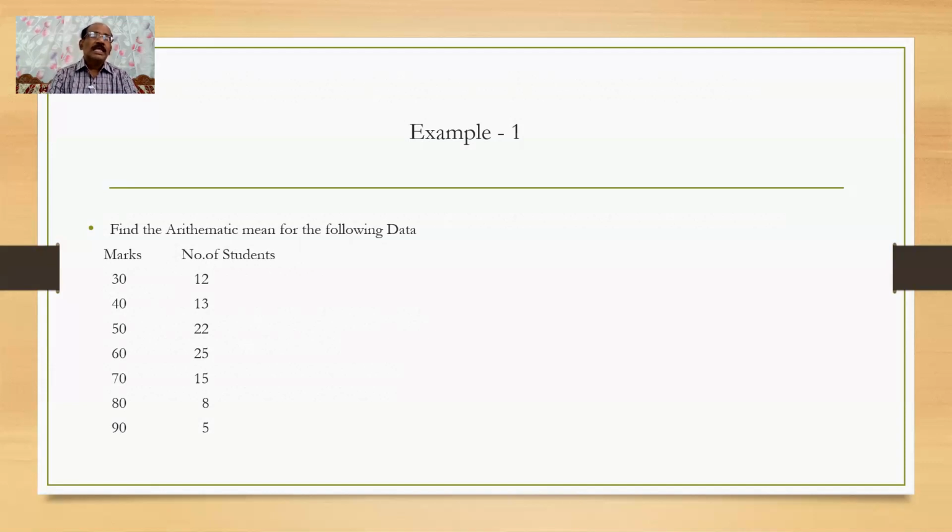That means in this problem, we are having discrete series information. With that, we have to calculate this information. By taking this information, we find the arithmetic mean.